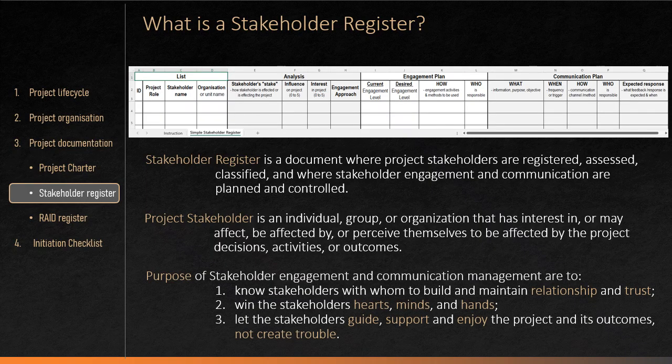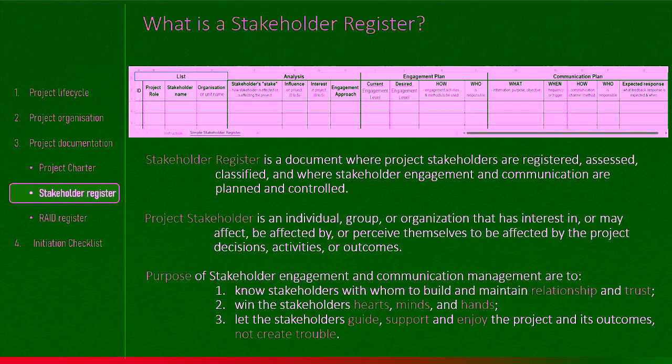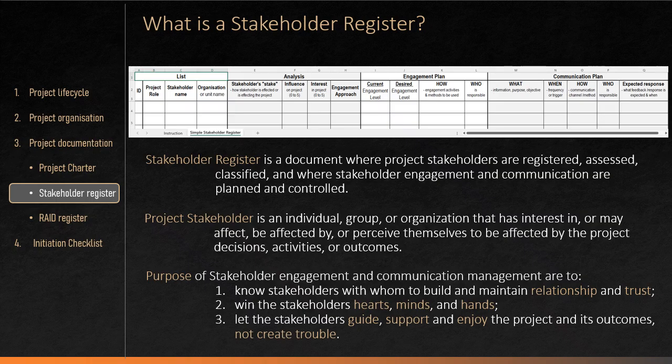Projects succeed through people, so stakeholder engagement and communication management is one of the most important project management activities. The purpose of stakeholder engagement and communication management is to build trust, align expectations, reduce friction, and enable stakeholders to guide and support the project success, not to create trouble.